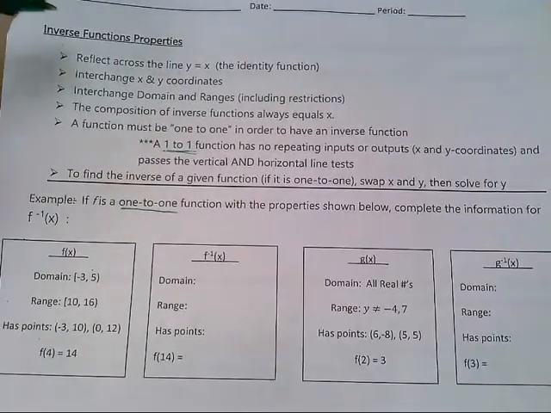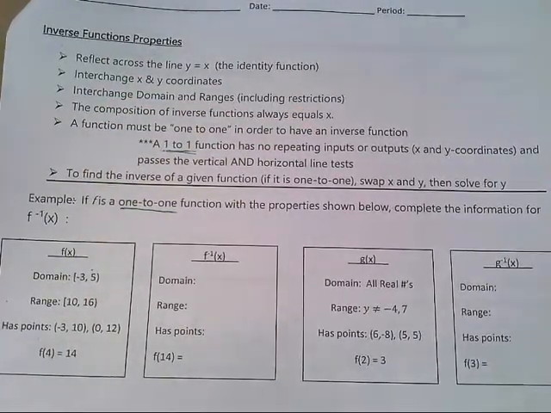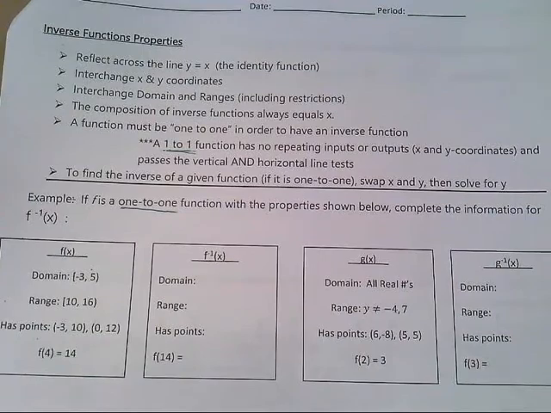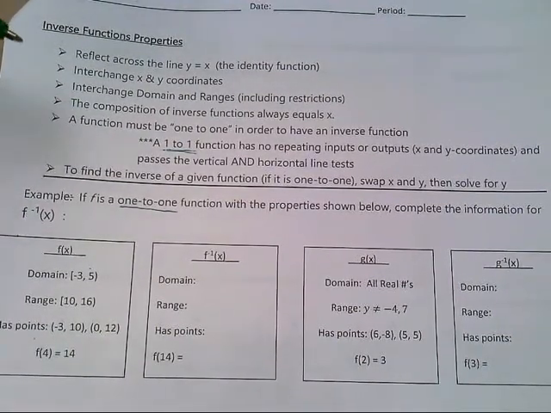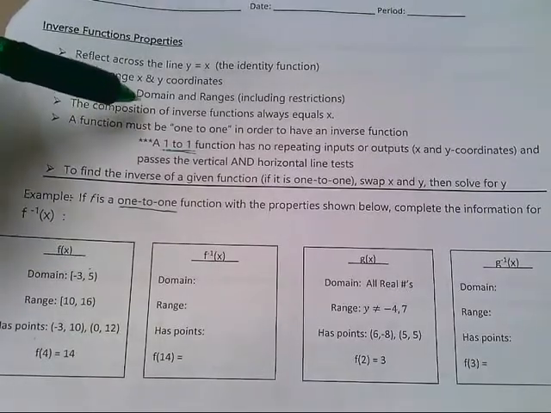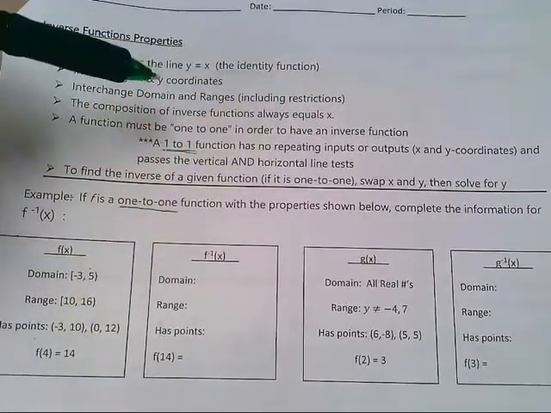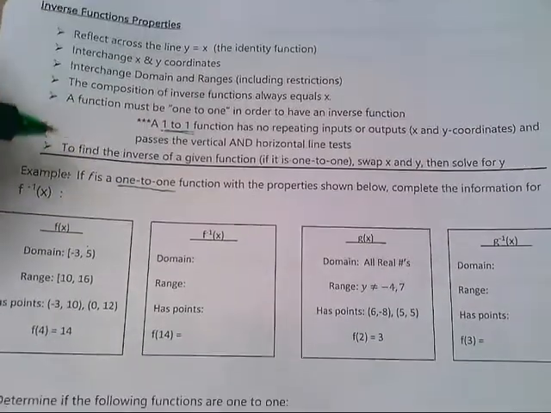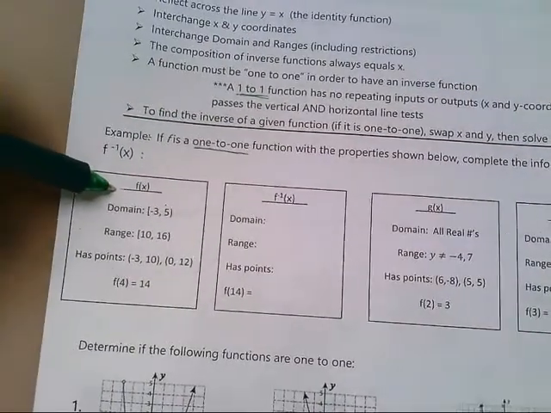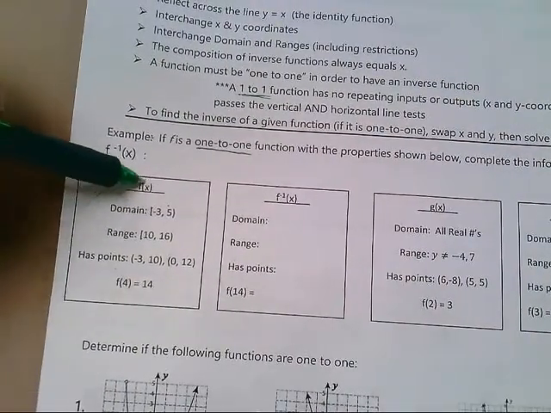A one-to-one function is not going to have any repeating inputs or outputs, which are x and y coordinates, and is going to pass the vertical and the horizontal line test. The only way a function can have an inverse function is if it is one-to-one in the first place, and we'll talk more about that as we go on.